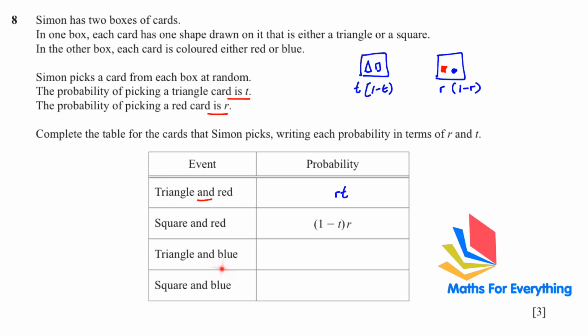So now we have triangle and blue. Triangle is T and blue is 1 minus R. So 1 minus R, T. Square and blue. This is square and this is blue. 1 minus R and 1 minus T.